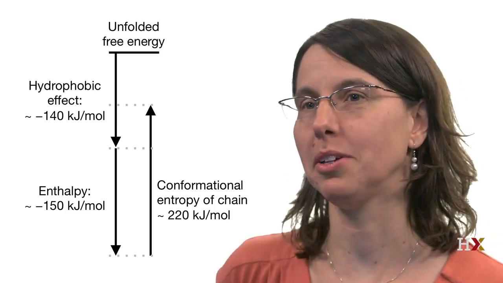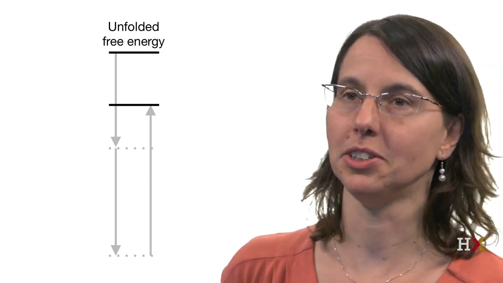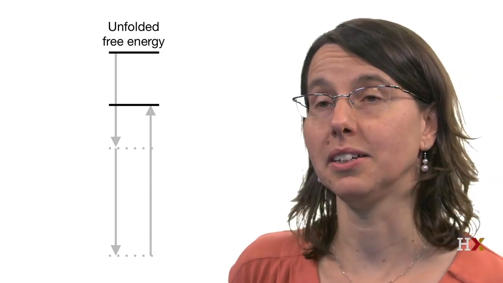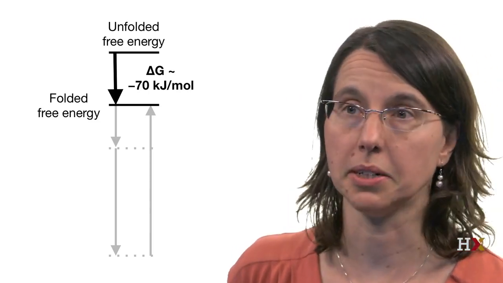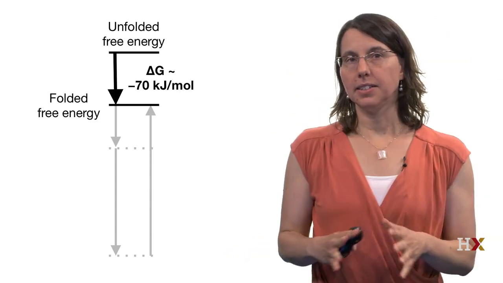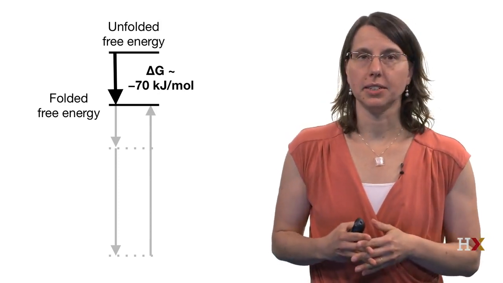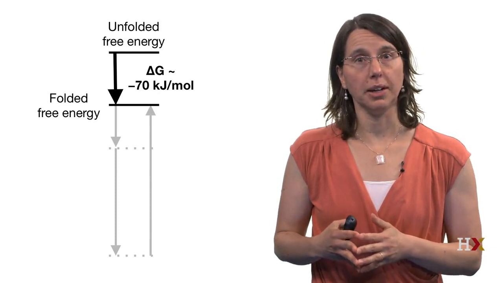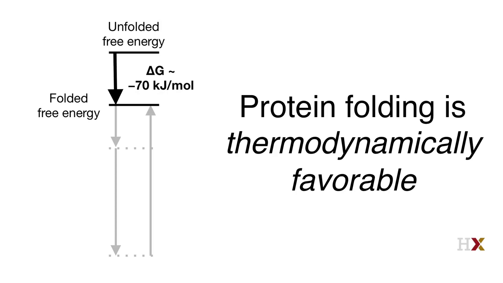So when we add up those three components, we still come out with a net favorable free energy, with about minus 70 kilojoules per mole of stabilization energy upon folding of a 100 amino acid protein. And that means that the process should be spontaneous. These numbers are estimates, and they are done with a few simplifying assumptions, but it turns out that they agree quite well with experimental results. So it turns out to be a simple matter of thermodynamics. Protein folding is thermodynamically favorable.